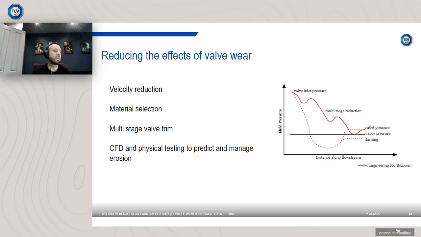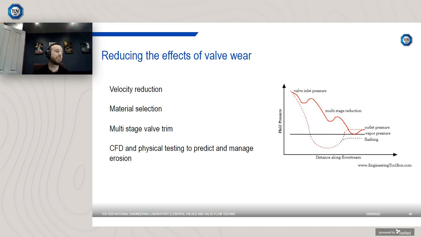So those are some of the things that can degrade a valve's performance over time. So the big question is, well, how do you actually prevent this wear? How do you stop it from happening? If it's a particulate wear, for example, the biggest thing you can do is velocity reduction. So if you can reduce the velocity, then that can have a massive impact on particulate wear.